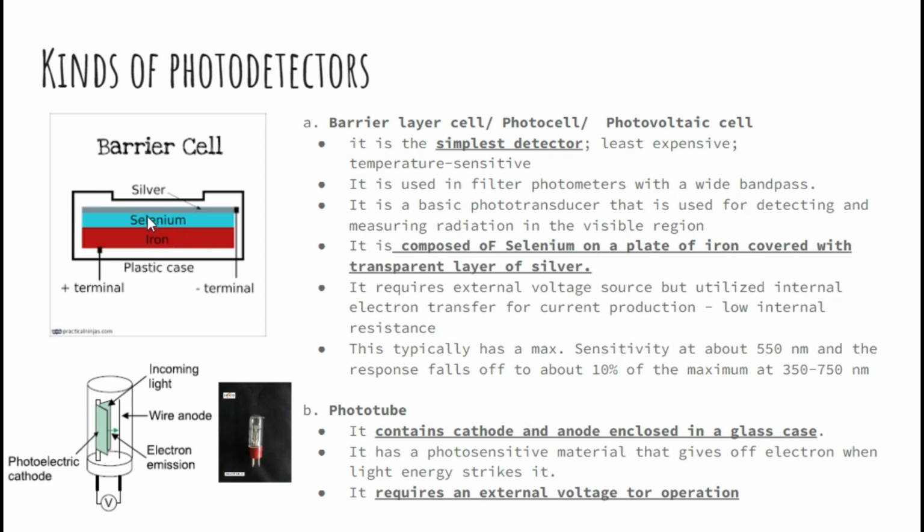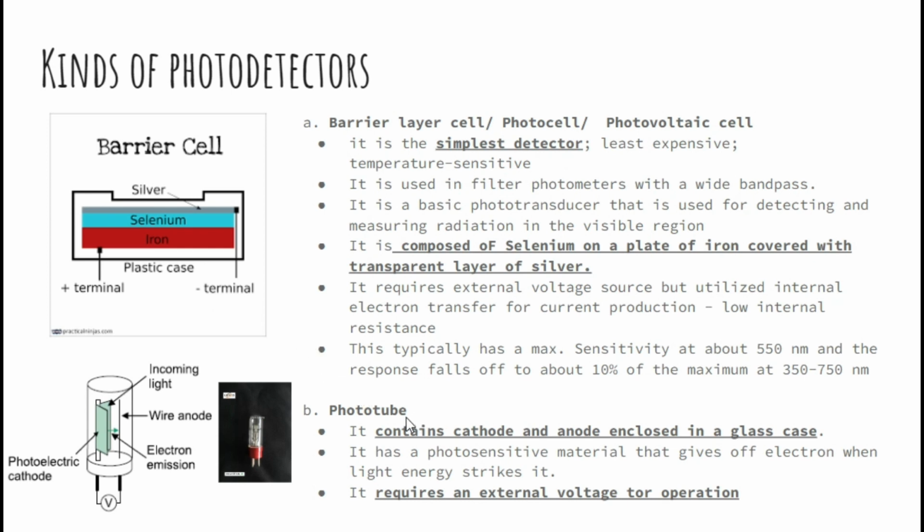It is composed of selenium, ito po tingin sa screen, on a plate of iron covered with a transparent layer of silver. It will require an external voltage source but utilizes internal electron transfer for current production with a low internal resistance. This typically has a maximum sensitivity at around 550 nanometers and the response falls off to about 10% of the maximum at 350 to 750 nanometers.